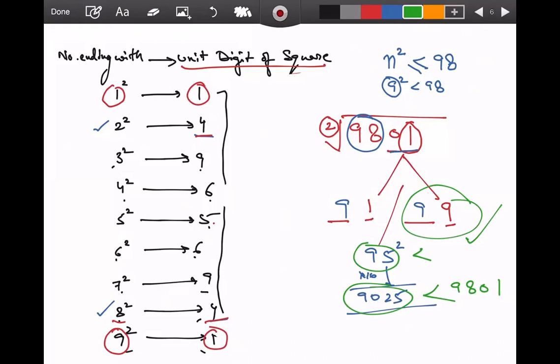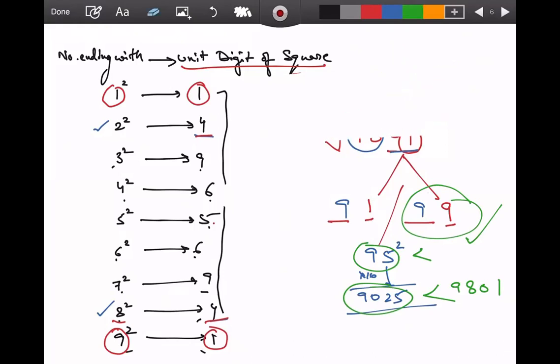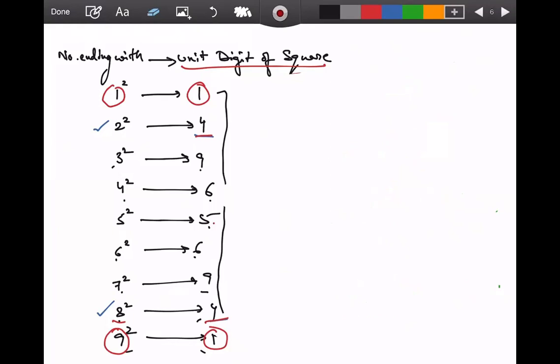If not this, then एक क्वेश्चन था. हाँ. तो वो n square वाला जो n square equal to 98 था, वो क्या मतलब वो समझ नहीं आया.